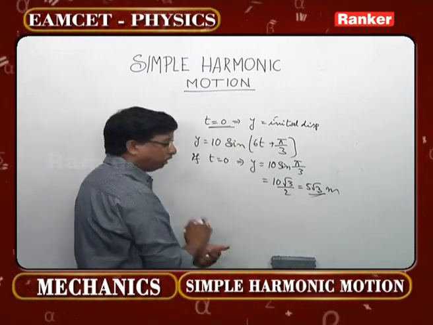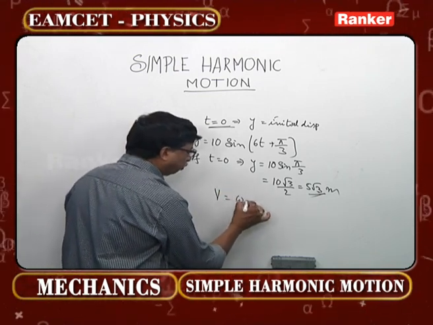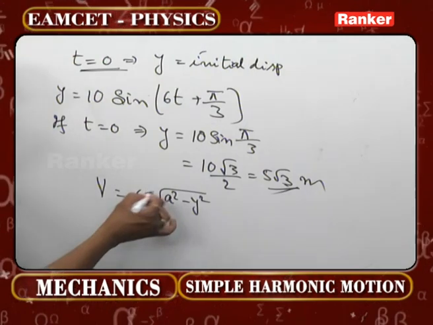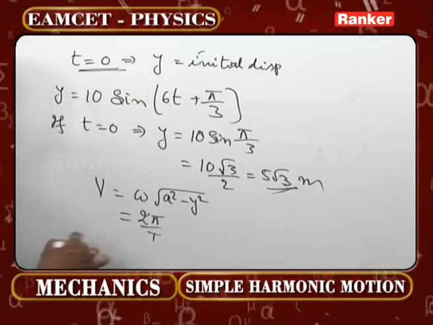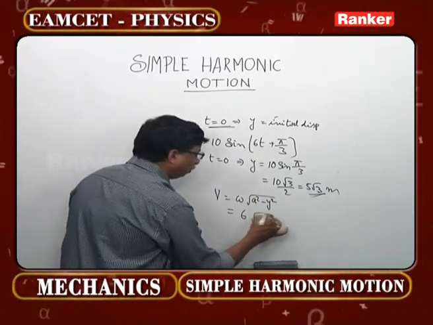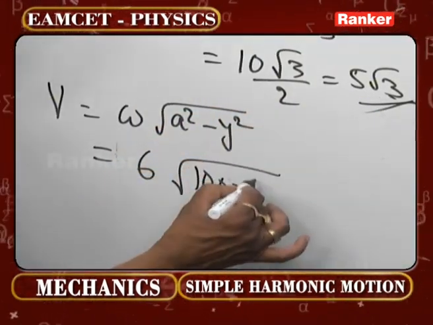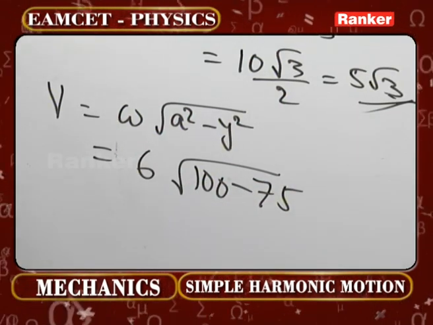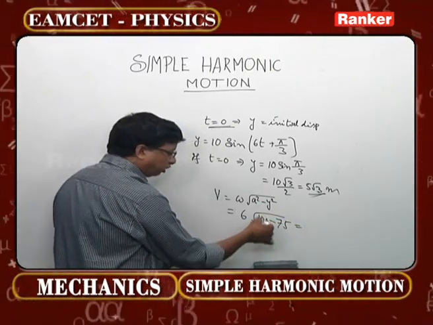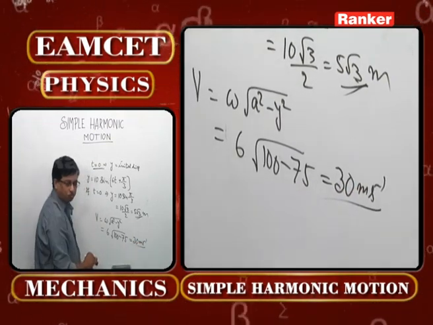Now what is it asking next? What is velocity? Velocity is equal to omega root of (A square minus y square). That is the formula. Omega is 2 pi by capital T. What is the value of omega given in this problem directly? 6. Root of A square, 10 square is 100, minus displacement square, (5 root 3) whole square, which becomes 75. Root of 100 minus 75 becomes root 25, which is 5. 5 into 6 is 30 meter per second, which will be the corresponding velocity.